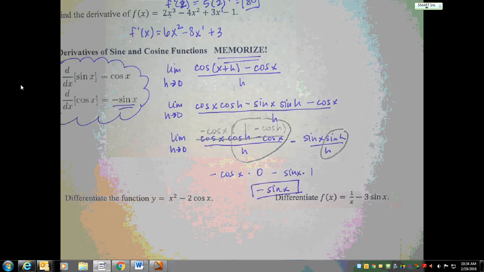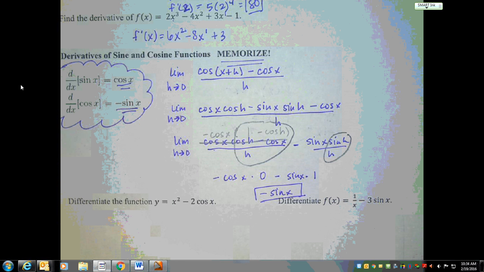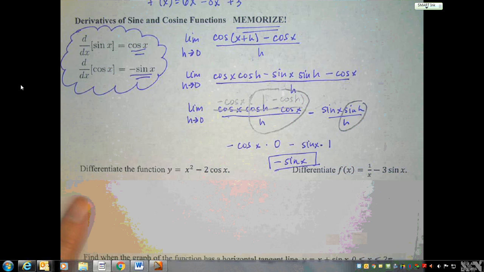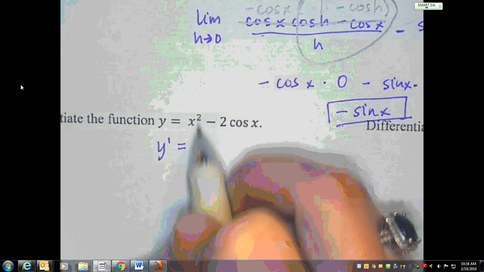We could work the other one, but I don't think we really have the time. If you want to, go for it. But this is what you're going to get. Have those memorized for sure, for sure, for sure, so that when you get to problems like the next one, that say differentiate that function, it's not really a big deal. Y prime, derivative of y is, this first guy becomes what?